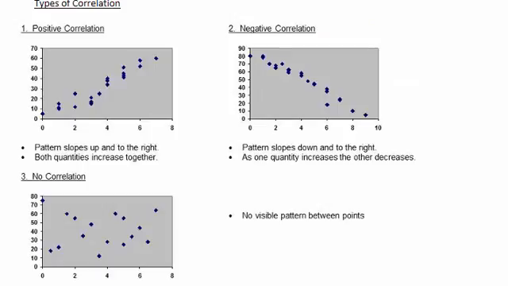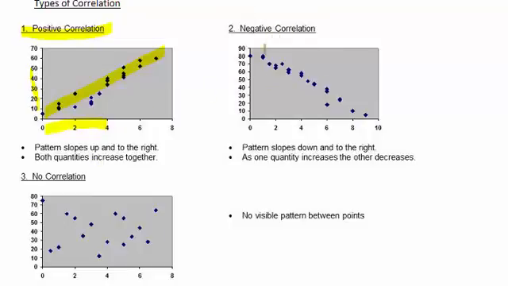So there are a few types of correlations that you might see when analyzing a scatter plot. The first one is a positive correlation. Its pattern slopes up and to the right. So both quantities increase together.